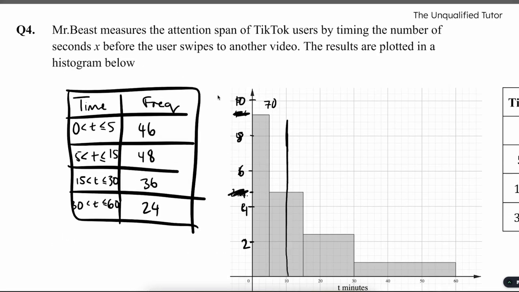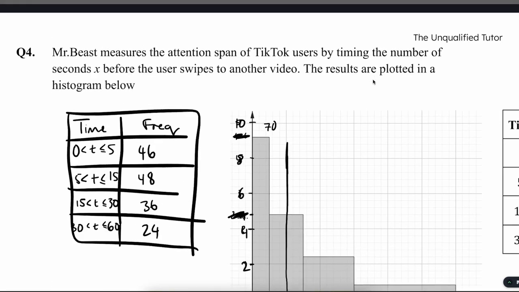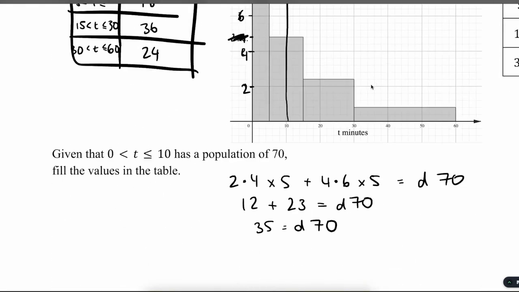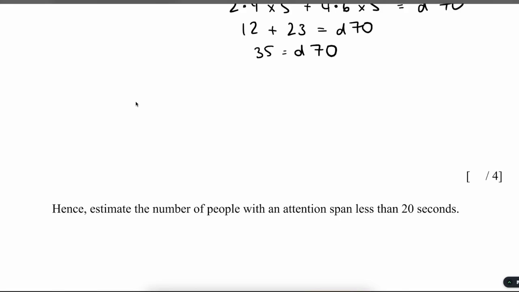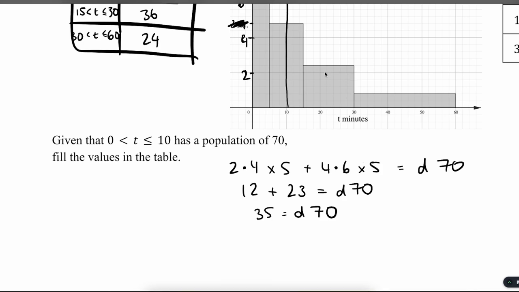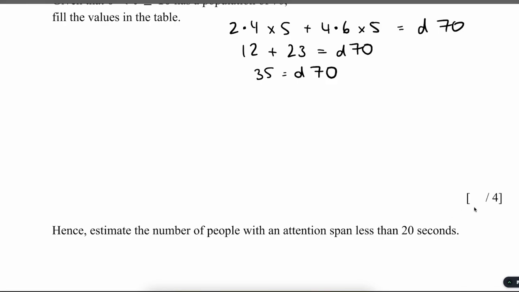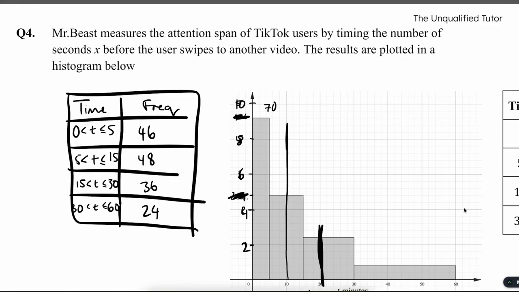And just to check if that adds up to... oh, it's not giving us a total. Never mind, we don't get a total, so we're just going to have to go with that. And fill in the values of the table. We've done that now. Hence, estimate the number of people with an attention span less than 20 seconds. So we've got to estimate the number of people that are to the left of this line. This should say seconds on the bottom, shouldn't it?